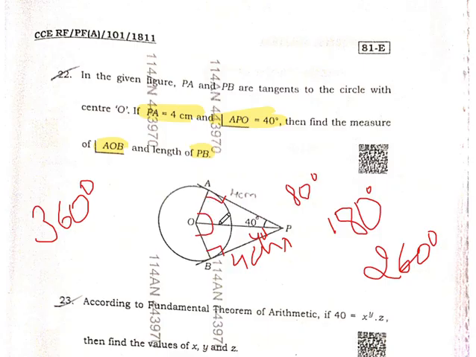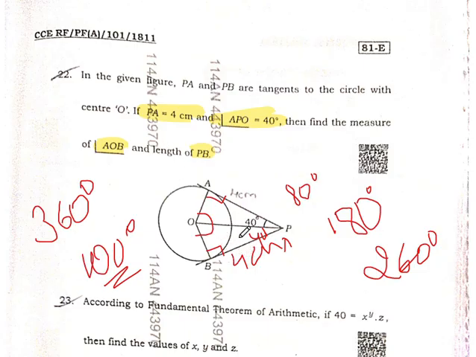So what is the fourth angle? This is 1, 2, 3 and this one is 4. If you take the sum of these three angles, you'll get 260. What is the remaining angle for this one? You just subtract 360 minus 260. The remaining angle will be 100 degree. So angle AOB is how much here? 100 degree. This is the answer for angle AOB.